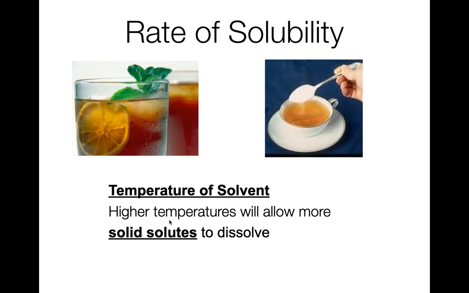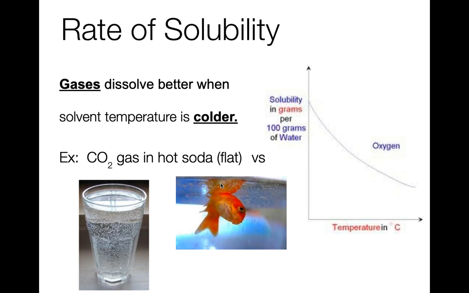Temperature. If you want to dissolve solids, like sugar in your tea, make sure it's hot. But for gases, they dissolve better in colder temperatures. Carbon dioxide gas in your soda goes flat faster if it's warm. Also, if your fish tank gets too warm, you're not cooking your fish, you're suffocating it. The dissolved oxygen leaves the tank, so be careful.